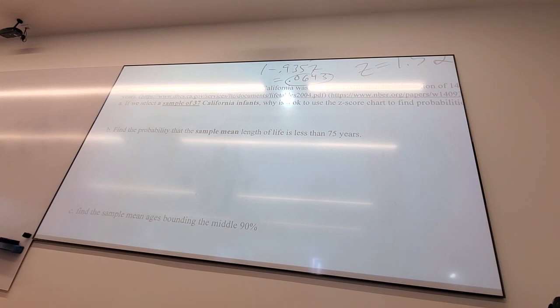Do you understand? If I just take 37 infants and I plot their ages, does that have to be normal? No! It could be anything. If I plot every group of 37 infants in their life expectancy, I'm going to get a normal curve. Are you with me?